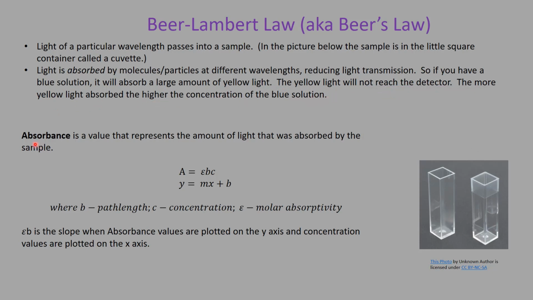All right. So absorbance is the value that represents the amount of light that was absorbed by the sample. And there's some other stuff like transmittance and how to find absorbance from transmittance. We're not going to get into all that. All I want you to know is that absorbance is equal to epsilon b c. Okay.